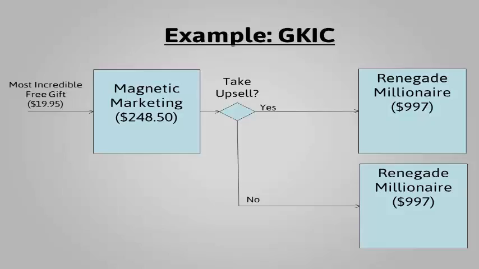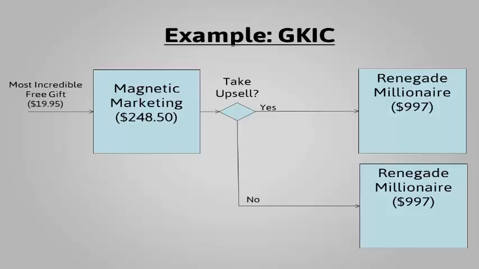This is so they can grab your credit card, because once you press order on that most incredible free gift, you're taken to a page that's trying to sell their magnetic marketing product, and they're selling it at a 50% discount. It's normally about $500. Because you got the incredible free gift, I want to give you a deal. Hey, click here to add this to your order. If they take the upsell, then it tries to sell them Renegade Millionaire at half price.